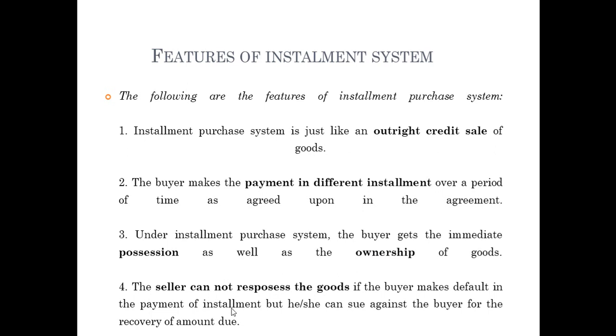Fourth point, the seller cannot repossess the goods. Like hire purchase system, the seller cannot repossess the goods if the buyer makes any default in between any installments, if he or she is not able to pay. The seller loses the right. He cannot take back the goods. But ultimately he can sue the buyer for the recovery of the amount due. If nothing works out, then through a formal court of law you can recover the balance amount. So the point to be noted is that the seller cannot repossess the goods if the buyer makes default in the payment.